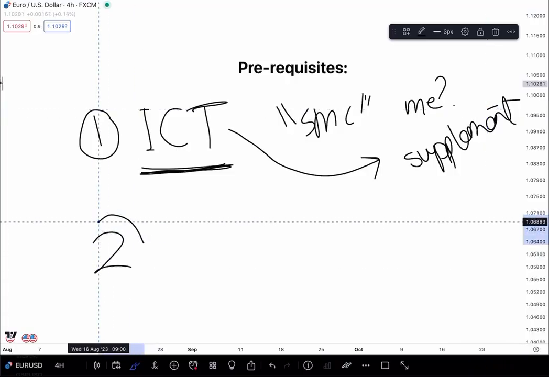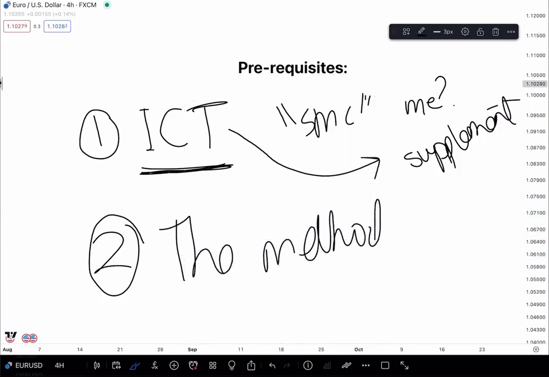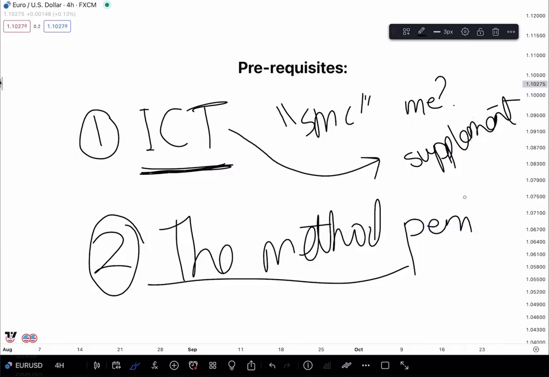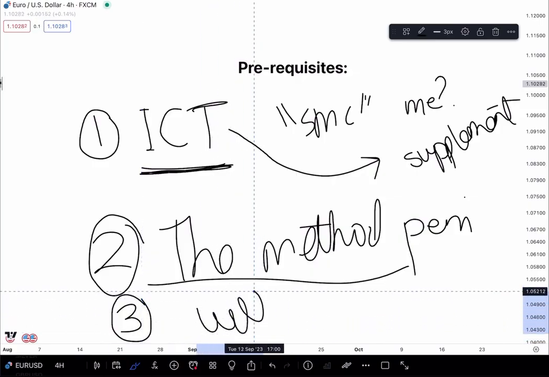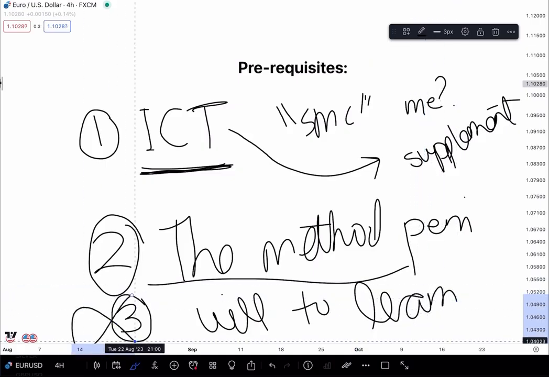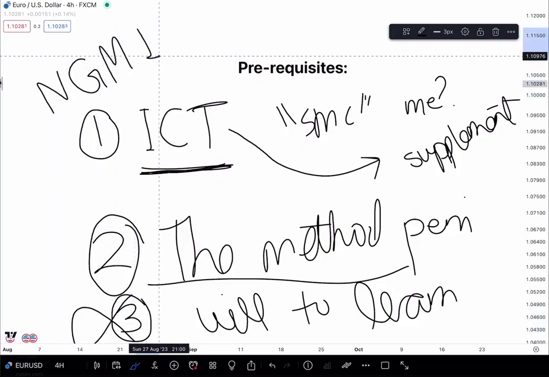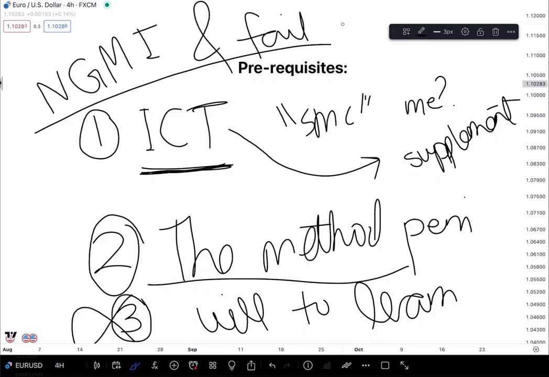Number 2, preferably you have taken the method, which is level 1, details with secretary in the pinned messages of the Telegram account, which exists at the moment of this recording. And third of all, you must have the will to learn, because without these 3 things, especially number 3, you will never make it, and you will fail. All right?